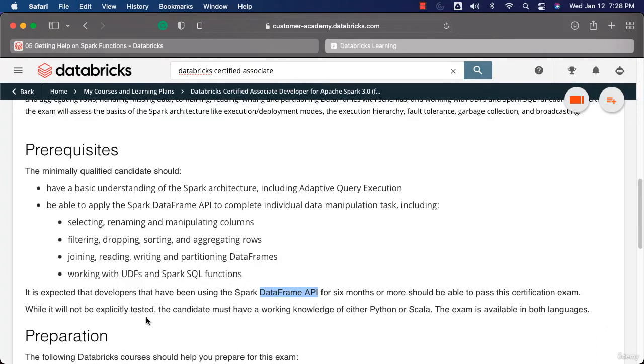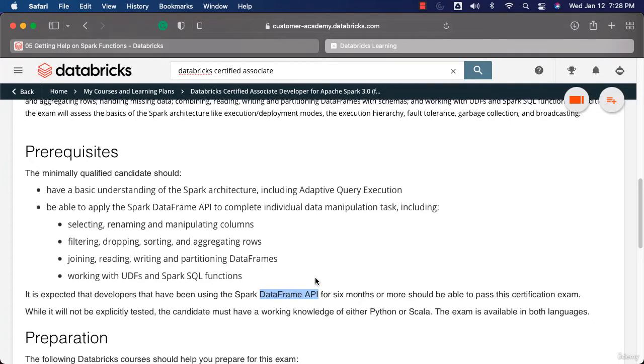Also, you can see that they are saying, even though it is not explicitly tested, the candidate must have a working knowledge of either Python or Scala. The exam is available in both languages. You can actually sign up for the exam using the programming language of your choice, and then you can actually give the exam. You will not be tested on Python or Scala. You will be tested using DataFrame APIs, but there might be some code snippets around the APIs using this underlying programming language.